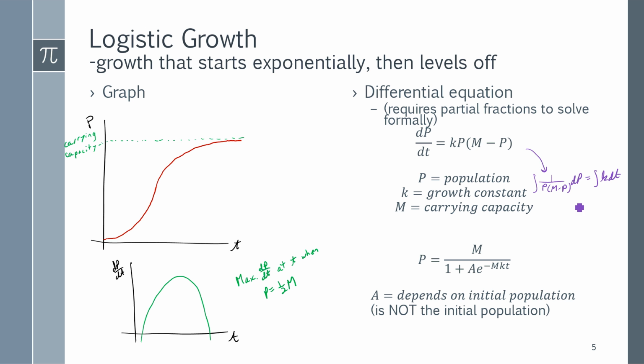And when I solve it, I get this, where M is still my carrying capacity, k is still the same growth constant that I used in the differential equation. A, though, is not the initial population. It is some constant that depends on the initial population. And when we get to my example, that will make more sense.